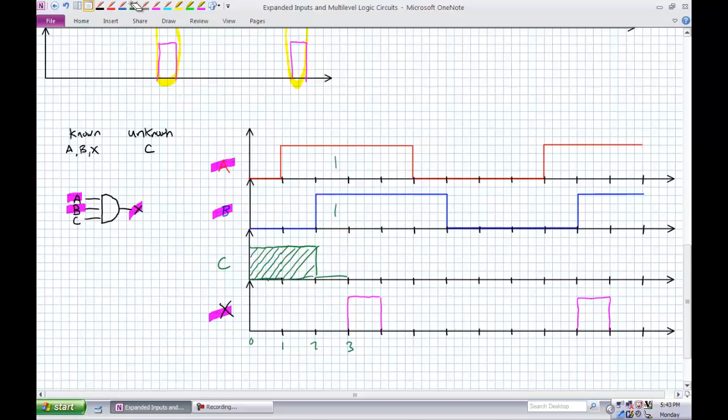Does that make sense? You're just going back using that truth table and the description of a triple input AND in reverse. Finally, from 3 to 4, let's see what we get here. Well, A is a 1, B is a 1, and our output's a 1. If our output is a 1, all inputs must be high. C is very clearly a 1 right there.